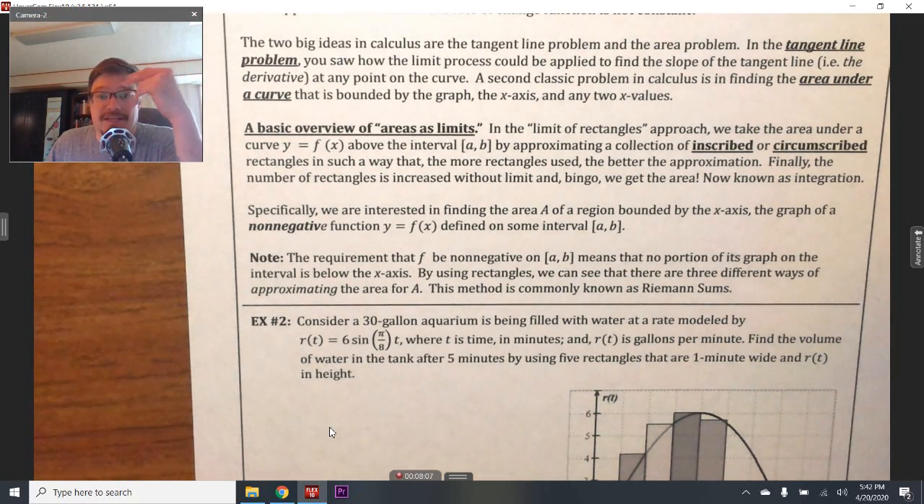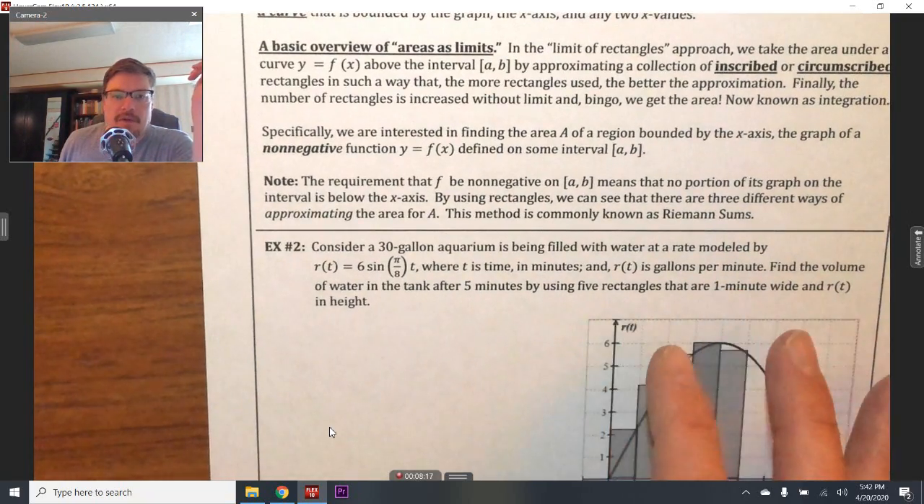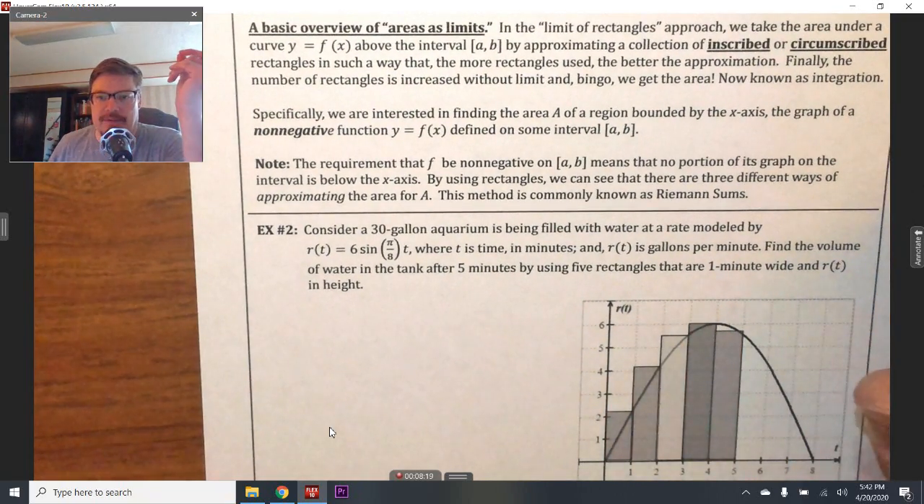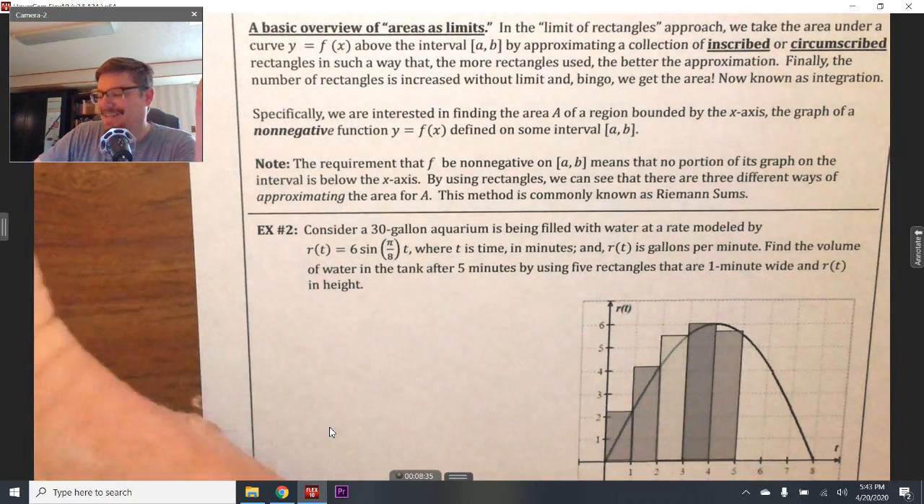Specifically, we are interested in finding the area A of a region bounded by the x-axis, the graph of a non-negative function, y equals f of x, defined on some interval a to b. Note, the requirement that f be non-negative on a to b means that no portion of its graph should go below the x-axis. By using rectangles, we can see that there are three different ways of approximating the area for A. This is commonly known as Riemann sums. Okay, now I'm going to just kind of give you an idea.